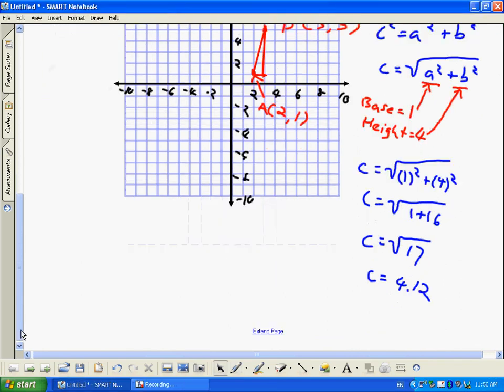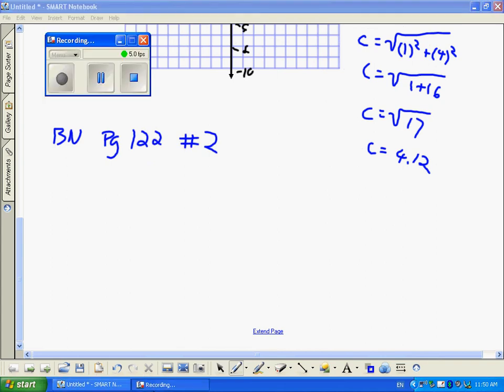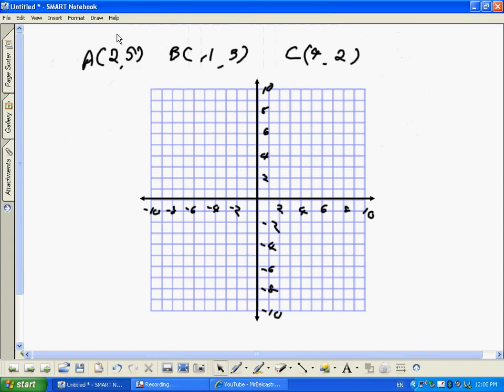Okay. So for your quiz tomorrow, I want you guys to try this question right now. Your blue notebook. Okay, this is question number 2 on page 122 in your blue notebook. They've given us a triangle. These are the points on the triangle. So, A, all it asks us is to draw the triangle. Pretty straightforward. Plot the points, connect the dots, just like junior kindergarten.